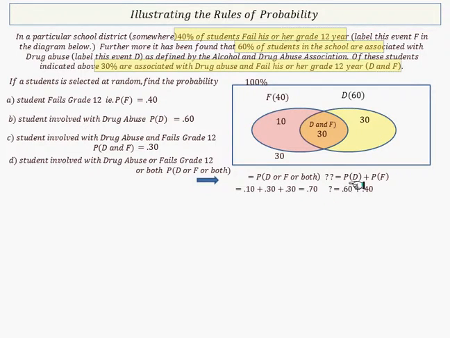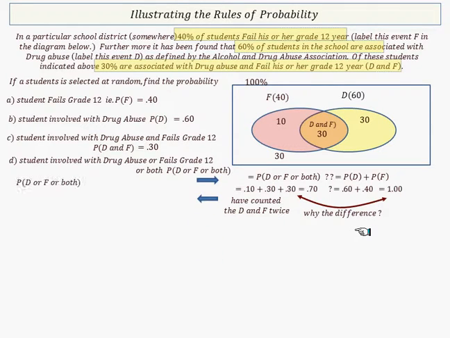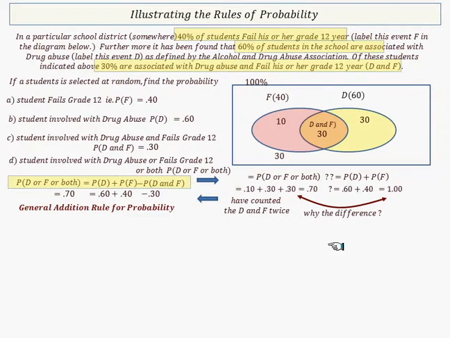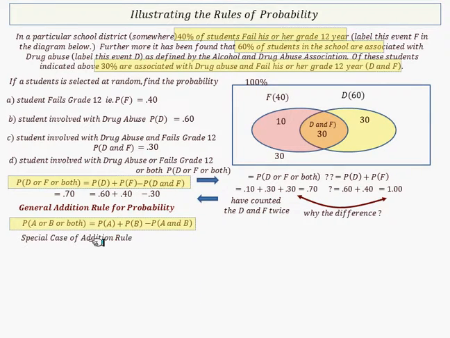We want to look at how it's related to the probability of D plus the probability of F. On the right-hand side we have 100%, so why the difference? Well, the difference is simply we included the 30 as part of the failure rate and as part of the drug abuse. So we subtract it once, and that becomes the first rule of probability. We call it the general rule of probability. We switch to A and B to denote a general application, and this becomes the general addition rule.